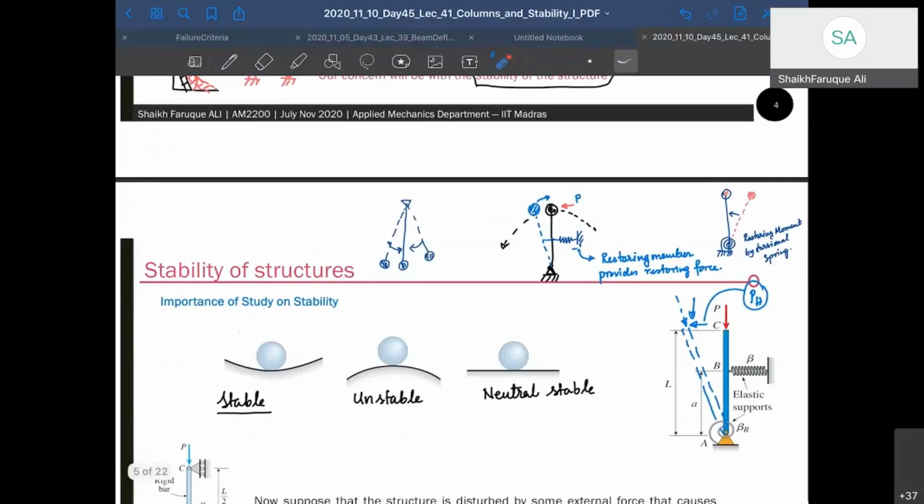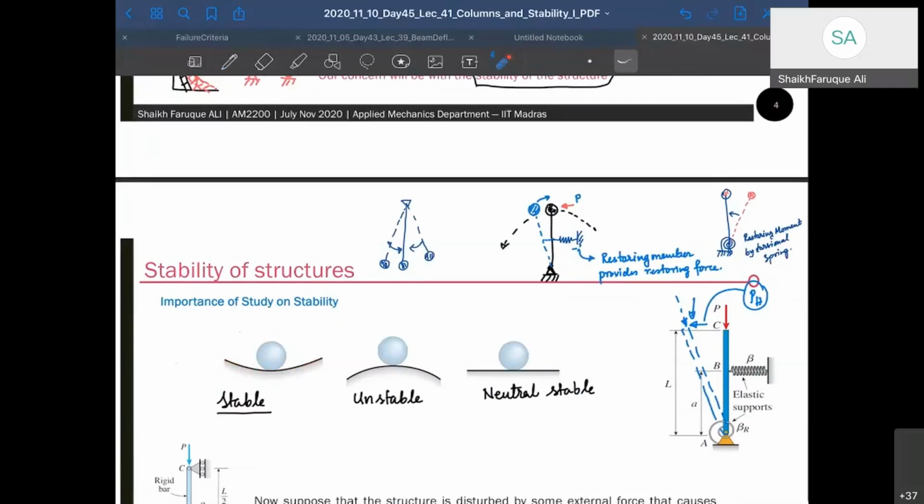Normally, a stable system is assumed to be a ball in a bowl, right? If you move it, the ball will come back to the same position. So this is its state of equilibrium. Once you perturb it from the state of equilibrium, it will come back to its equilibrium. That is called stable.